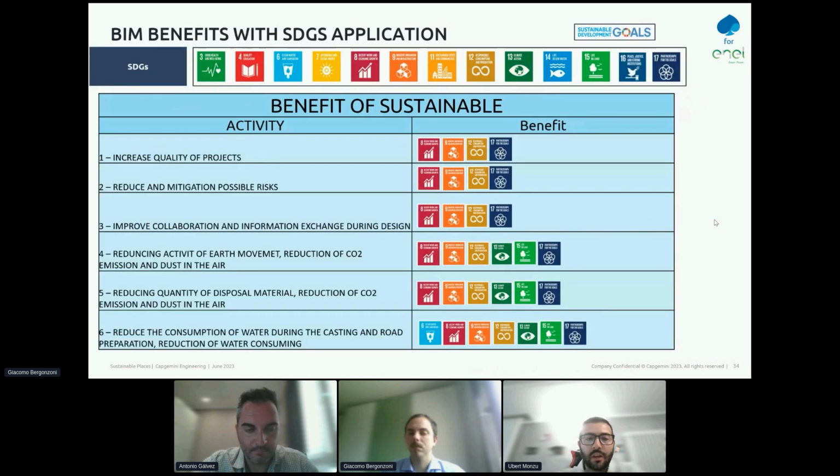The last. Okay, here we have one overview of the sustainability benefits that we have reached. The first three benefits that we can see in this slide improve the quality of the project and the life of the participants, while the last three benefits improve the quality of life on site and near the site of construction and reduce the consumption of natural resources. That's all.